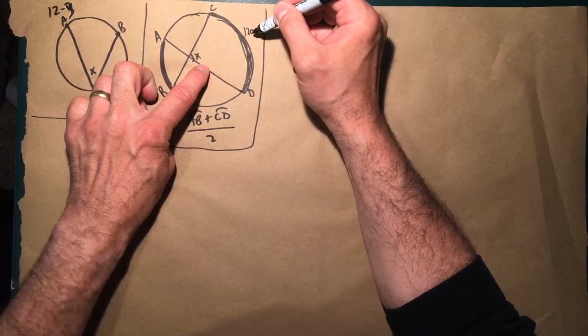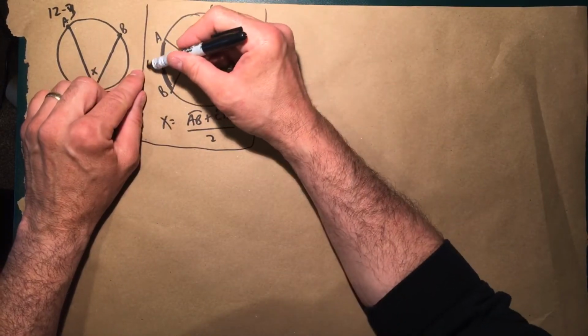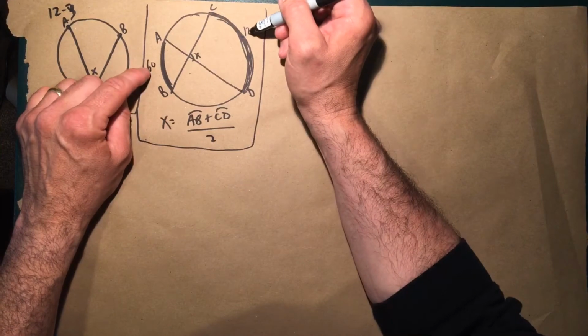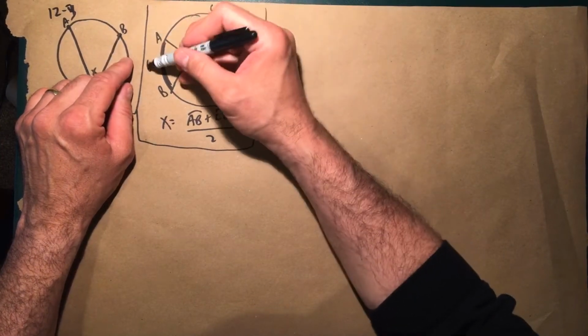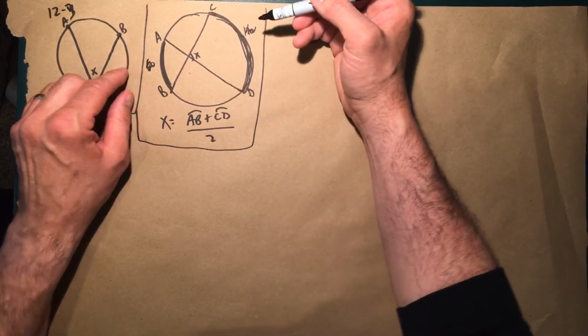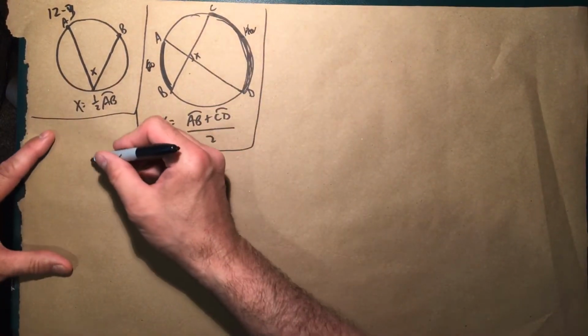So if this is like 120 and this one was like 60, you'd add them together, which is 180. You divide it by 2, which is 90, and that actually looks like it's kind of 90. We'll get to some number examples in a second. Okay, so here's a couple.